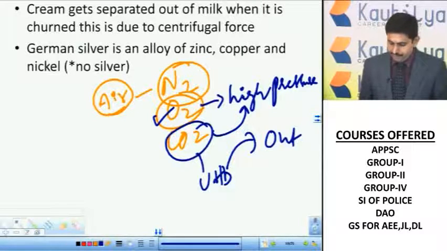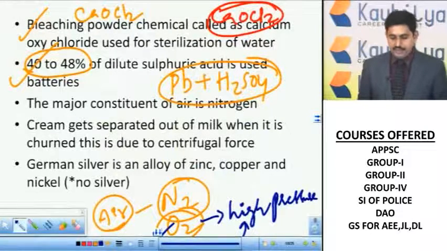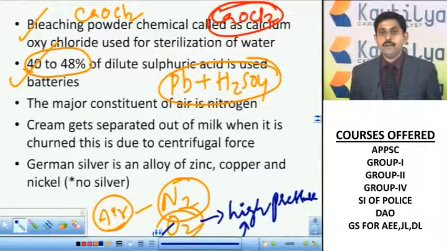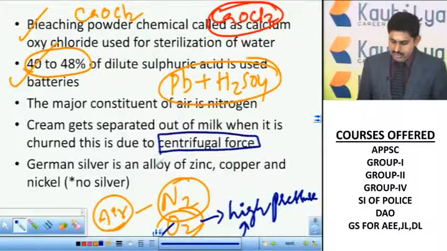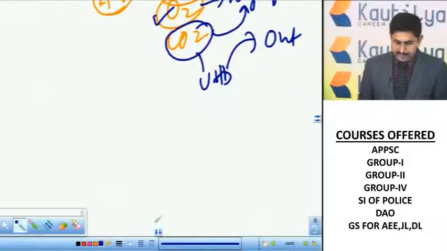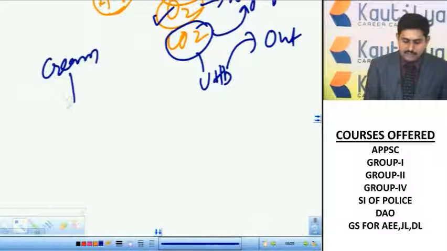Next one. Now, the major constituent of air is nitrogen. Cream can be separated from the milk by using centrifugal force, right? See, here we are using centrifugal force. That means we are separating the cream from the milk by using a process called centrifugation.